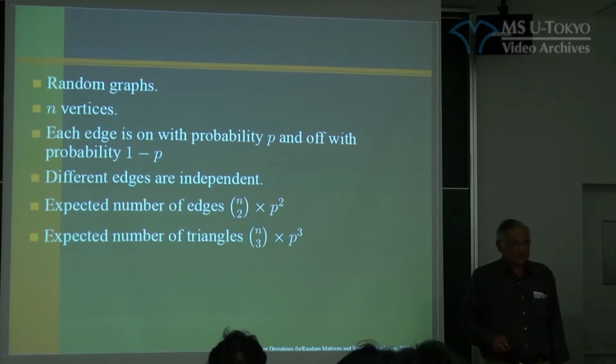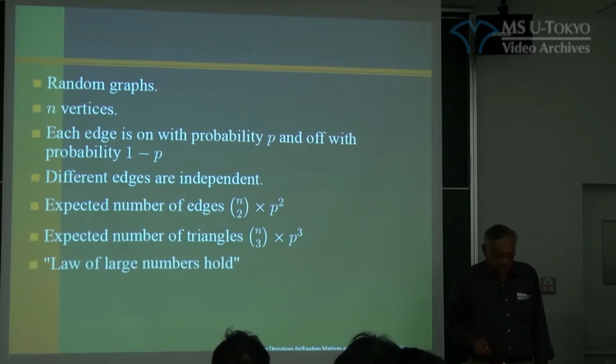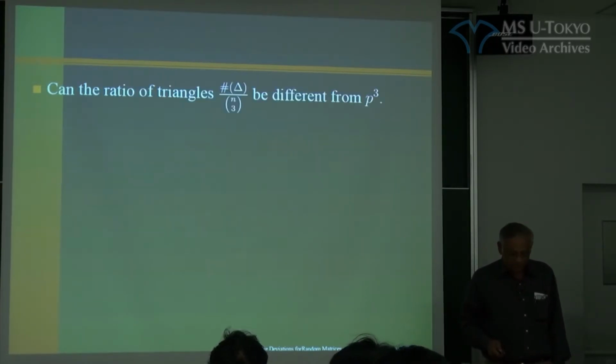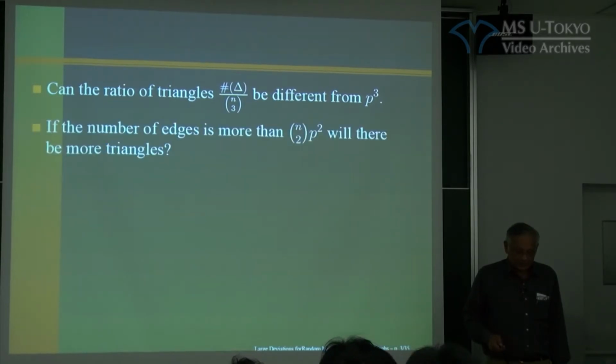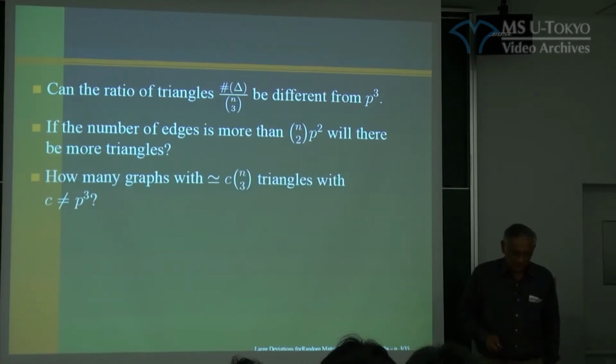So you can ask yourself the following question: there is a law of large numbers here, that if you count the ratio of the number of triangles to n choose 3, you expect it to be p cubed, and with very high probability it will be p cubed. And you want to compute the probability that it is different from p cubed. What is the probability? Somehow I got my p and p squared mixed up. Okay. Anyway, let us proceed further.